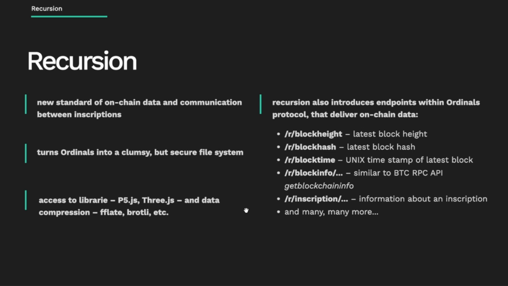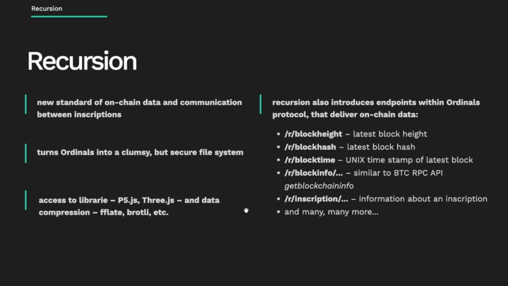They can use data from each other, which turns ordinals into a very clumsy, very hard to use, but very secure file system. And if we have a file system, then we can have access to libraries like p5.js, three.js, data compression like Flate, Brotli, etc. So this is a very, very important step that we will talk about in detail soon.